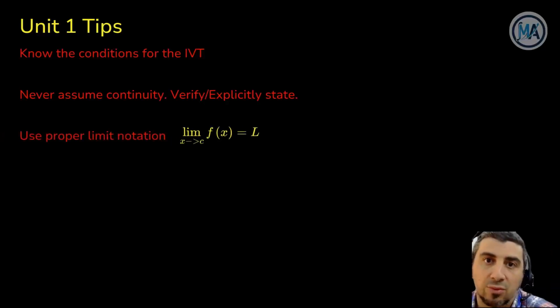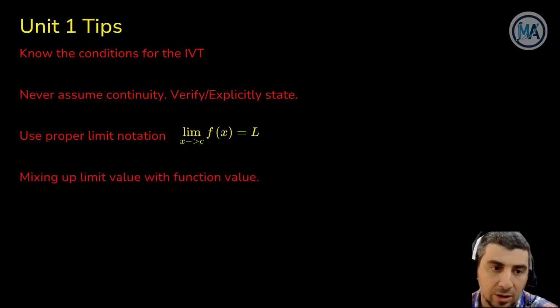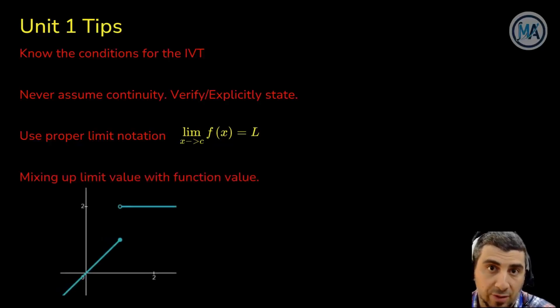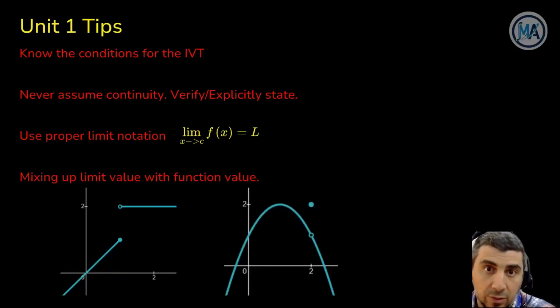Make sure you're using proper limit notation. And also be careful about mixing up a limit value with a function value. If we took the limit as x approaches 1 for this graph, the limit would not exist, but the function value is equal to 1. Also, if you look at this second graph, if we took the limit as x approaches 2, the limit is 1, but the function value is 2.